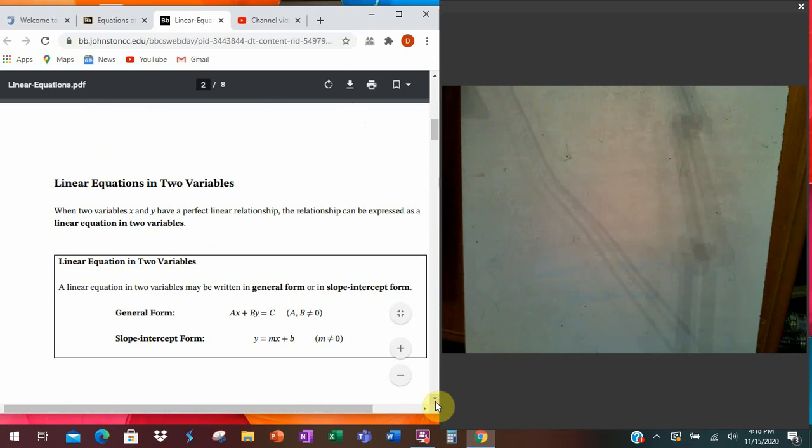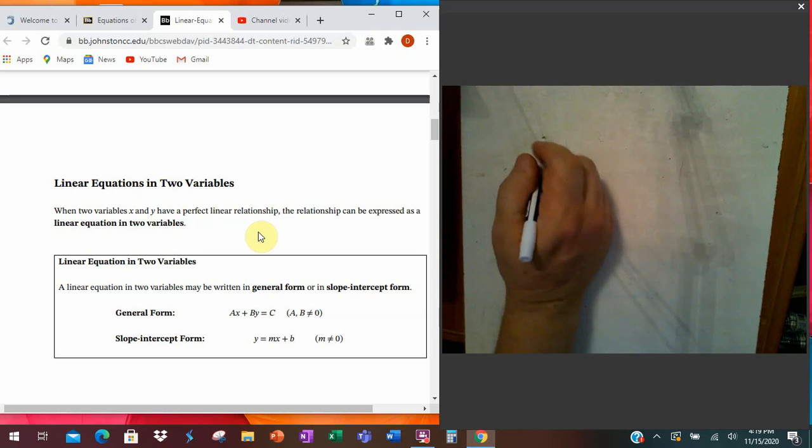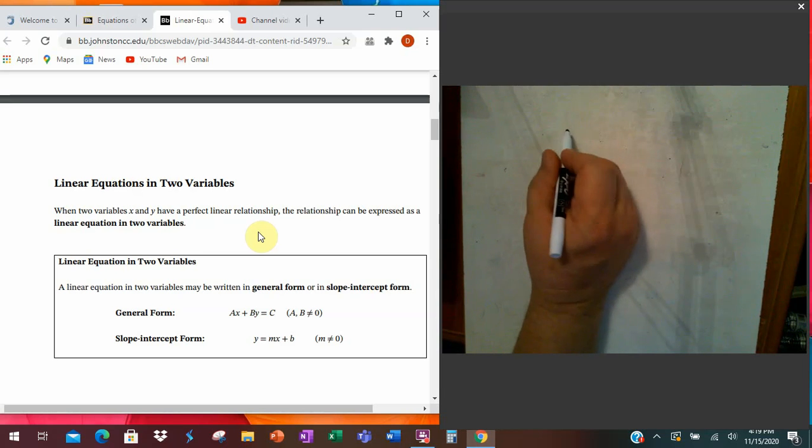Let's go through and see what these equations are. A linear equation is in two variables, x and y. They have some relationship to each other, like I mentioned before. If I use some fertilizer, I expect to get more growth than if I just left it alone. So here's a basic example.